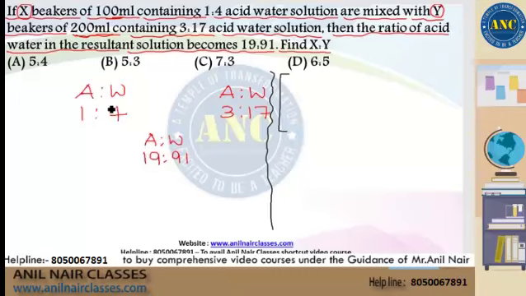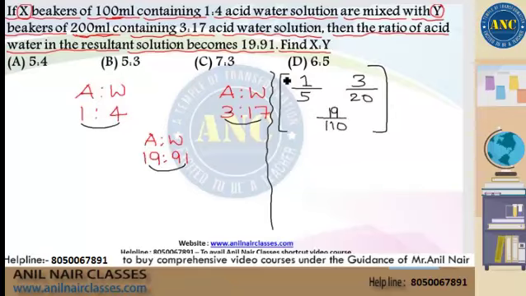Acid and water are there. Take any one parameter, preferably I am taking acid. Out of total 1 plus 4, 5 units, 1 unit belongs to acid. Out of total 3 plus 17, 20 units, 3 units belong to acid. Out of total 19 plus 91, 110 units, 19 units belong to acid. Now I do not want to complicate by fractions. Take the LCM. LCM of 5, 20 and 110 is 220.